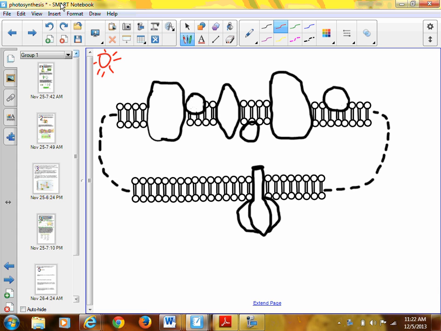So we're going to start by labeling the parts that we've got here. Here is the stroma. Here is the lumen. This is a thylakoid.